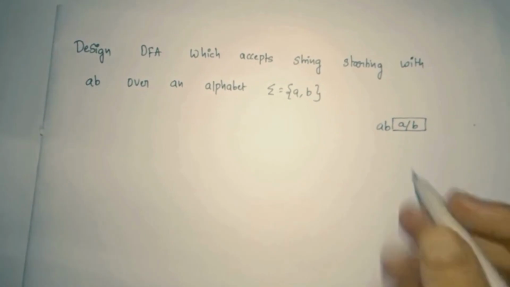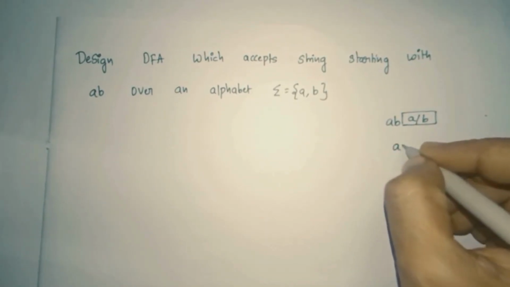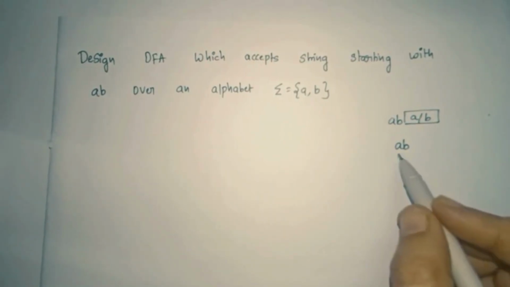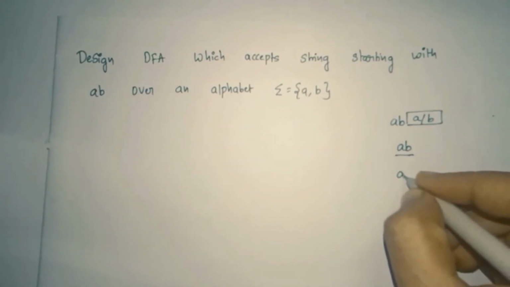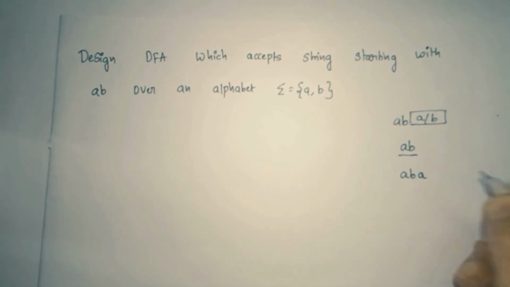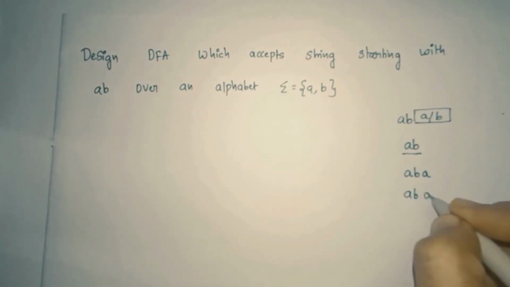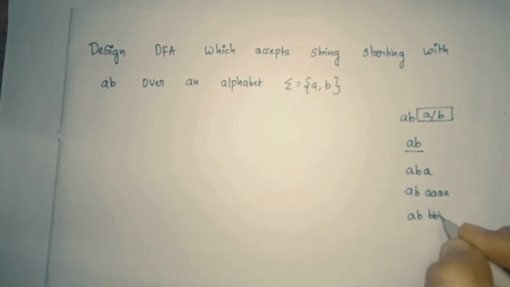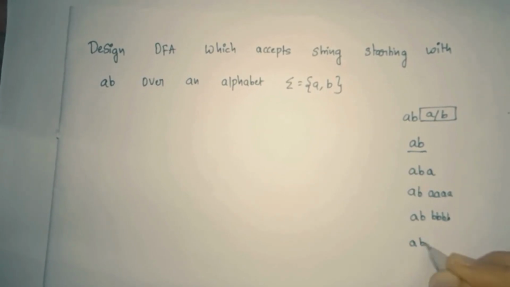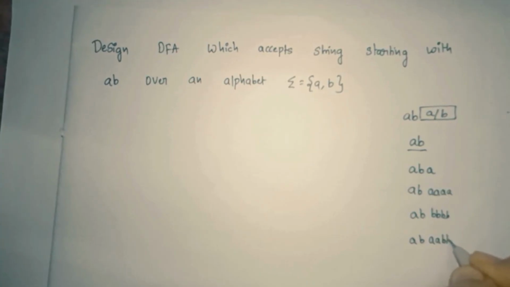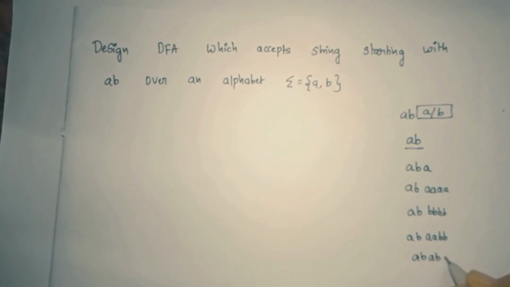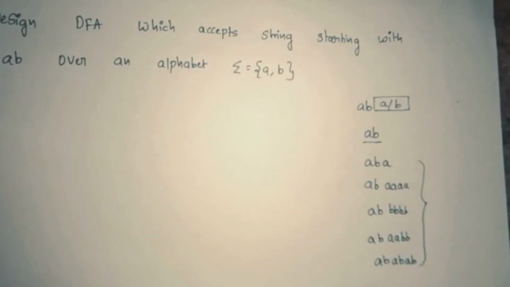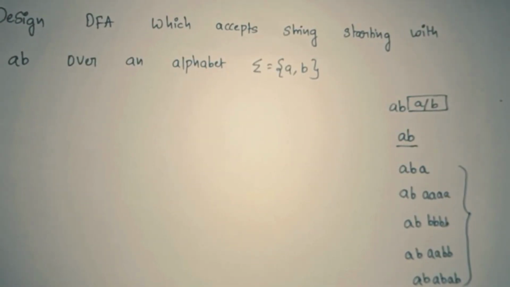So like this the string should be. The sample strings we can write: the basic string is AB, AB followed by no symbols. So this is the basic string. Next string, AB followed by only one A. AB followed by any number of A's. AB followed by any number of B's. AB followed by any number of A's or B's. Like this also it can be. So these are the sample strings we can consider for the given question.